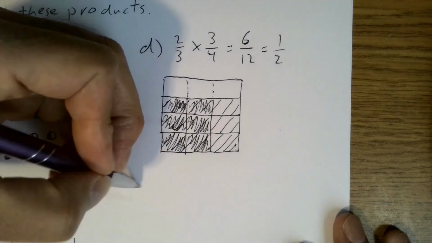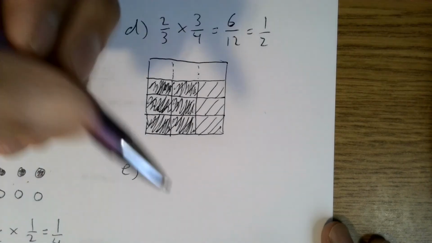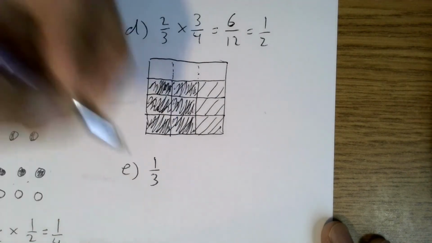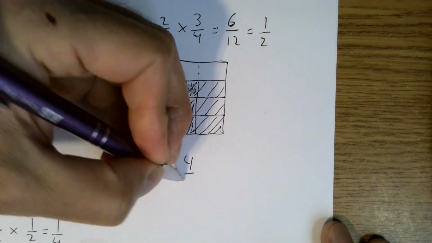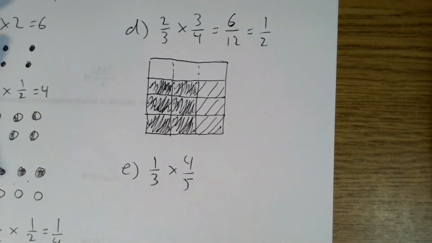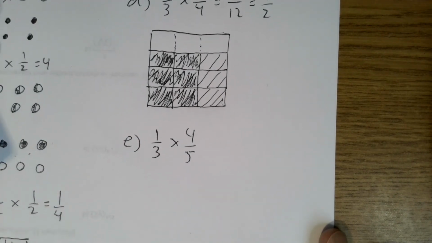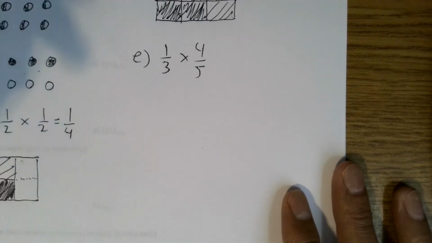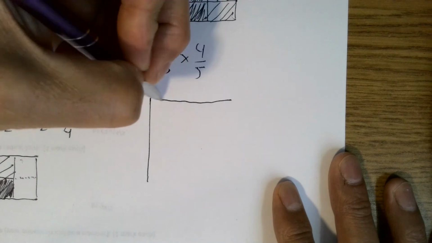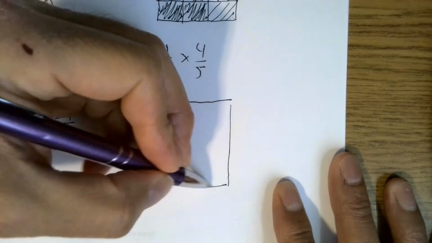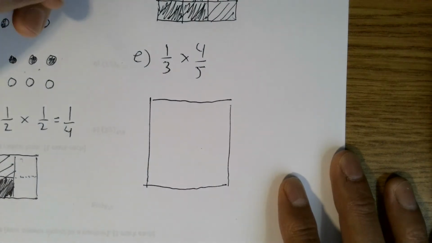Okay, and one more. Got 1/3 times 4/5. And it's going to be 1/3 of 4/5. Okay, and again I'm going to start with 4/5.